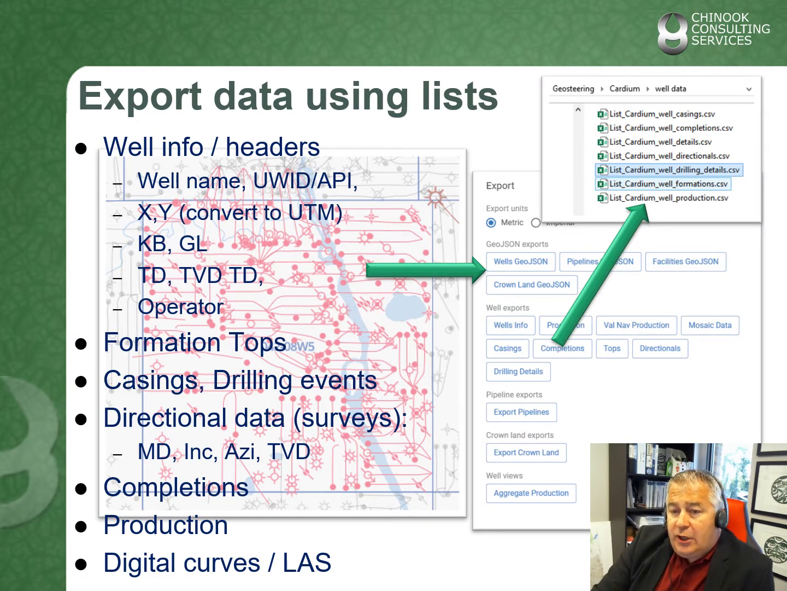In Petroninja, data is exported in thematic layers, one file per data type. Well headers, for example, are exported in one file, formation tops in another, casing, drilling events, surveys, each in a specific thematic CSV file. Production and completion data can also be extracted in the same fashion. Digital curve data, LAS files, are a bit more tedious to extract. It has to be done well by well. We will look a little bit into that later.